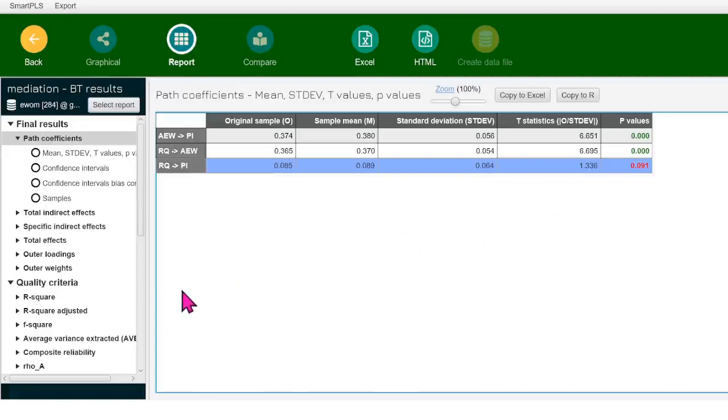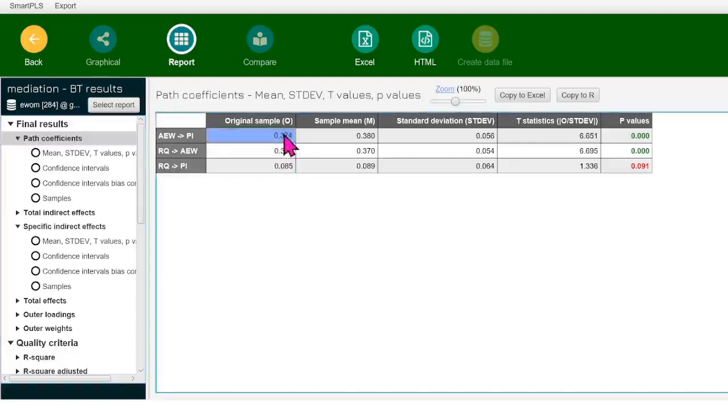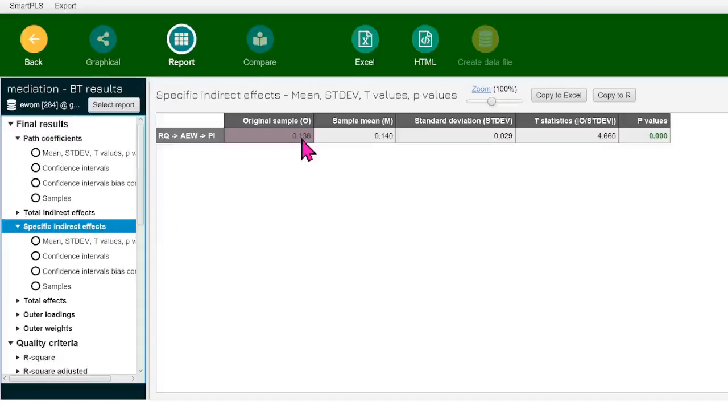Now let's look at the specific indirect effect, like the path that is from the independent variable to the dependent variable through the mediator. Now we have just one path, that is RQ to AEW to PI, and that is significant. If you note down this value 0.136, it would be roughly the same as the product of these two numbers that we have here, 0.374 multiplied by 0.365. If you multiply that, you would get almost the same value as we have over here as our mediated path coefficient.